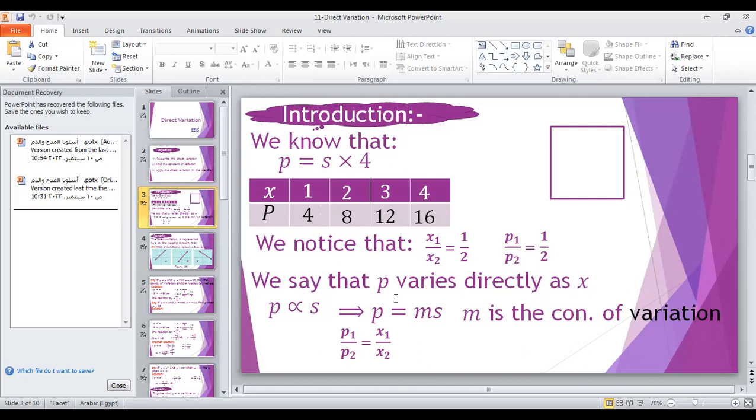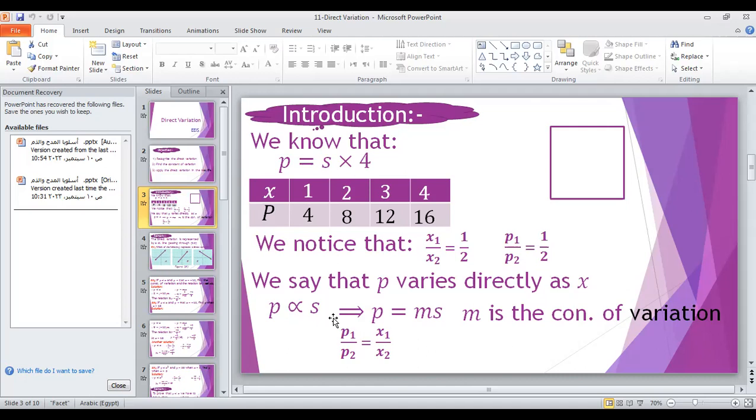B varies directly as x. Instead of writing varies directly as, we can write this sign. So we can read this as b varies directly as x. But this is not an equation.